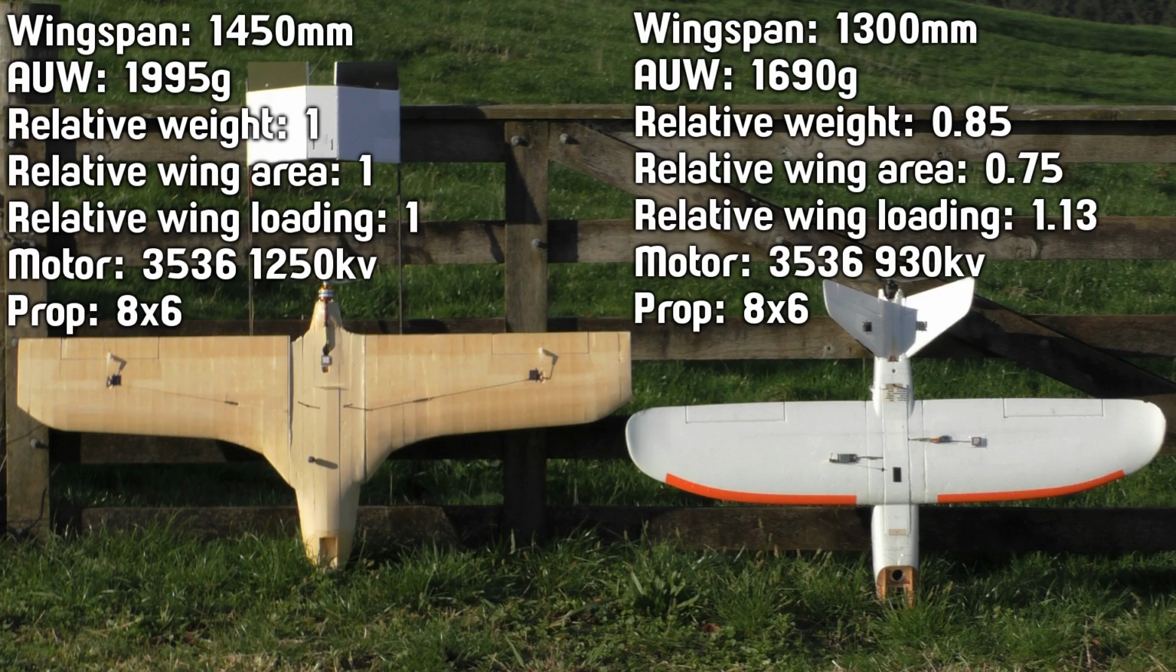Now these relative weight numbers I've set to 1 for my plane, and then the numbers for the Mini Talon are whatever fraction of my plane's value that the Mini Talon has. So it's 85% of the weight and 75% of the wing area, so that translates to a 13% higher wing loading. Hope that makes sense.